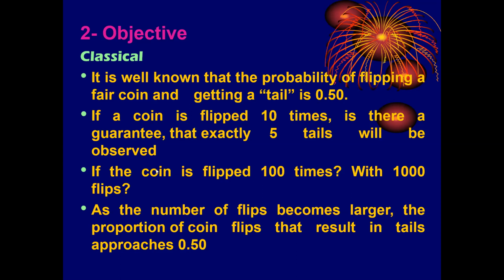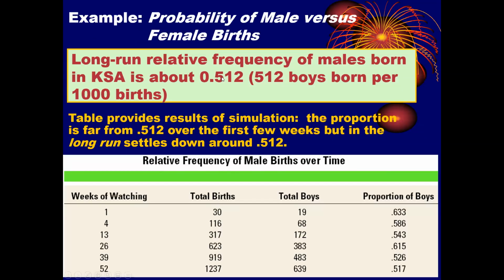The next thing that I'm going to talk about now is to walk you through an example. The example is on the probability of male versus female births. Now, the long-run relative frequency of males born in, say, South Africa, is about 0.512. Now, 0.512 means 512 boys born per 1,000 births. This is the long-run relative frequency.